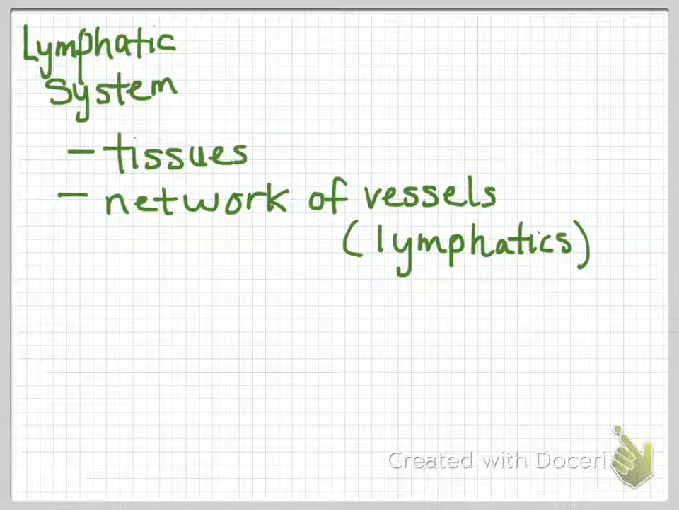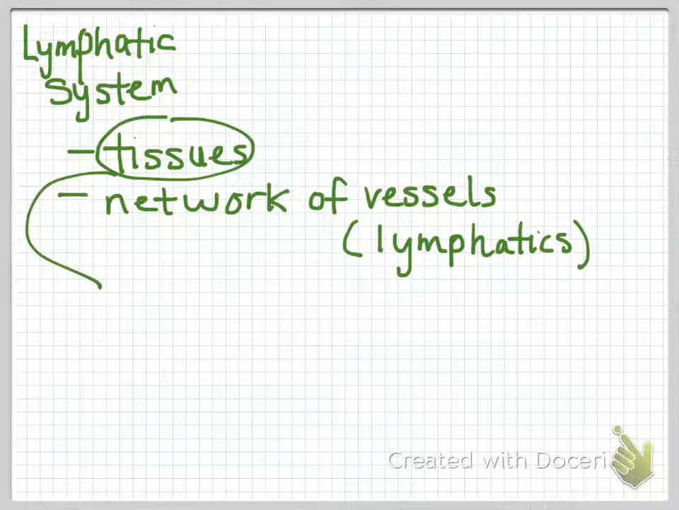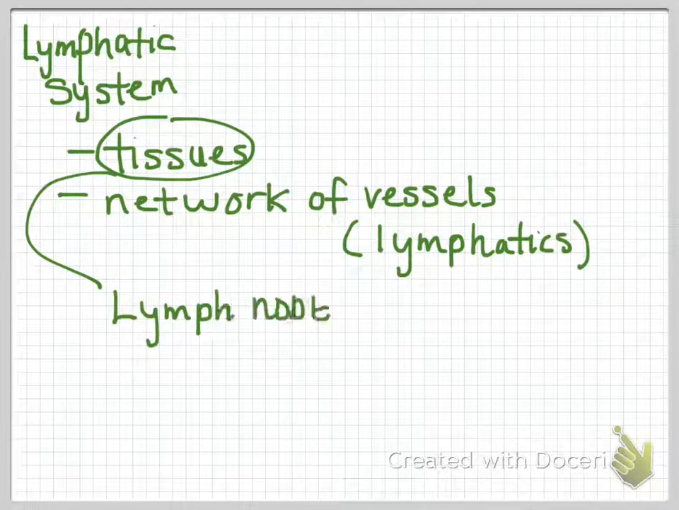But they're not just dumping that fluid back into blood to keep up our blood volume. They're actually cleaning that lymph. And how are they doing that? They're doing that by sending and percolating that lymph through a series of lymph nodes. So what are the tissues involved in the lymphatic system? The lymph nodes, like I just told you, and we're going to be looking at the anatomy of those.